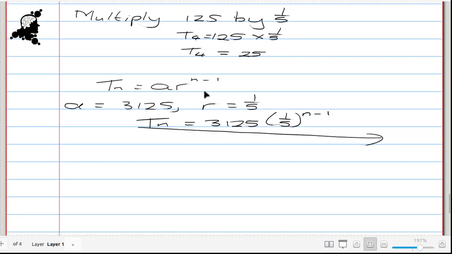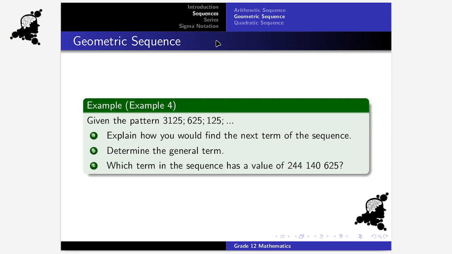Just so that you guys see what I did there, because I saw that went off screen. So we wrote down our general term, substituted the value of A and R, and from there you can simplify if you want to, but keep it simple. All right, let's look at the next question.